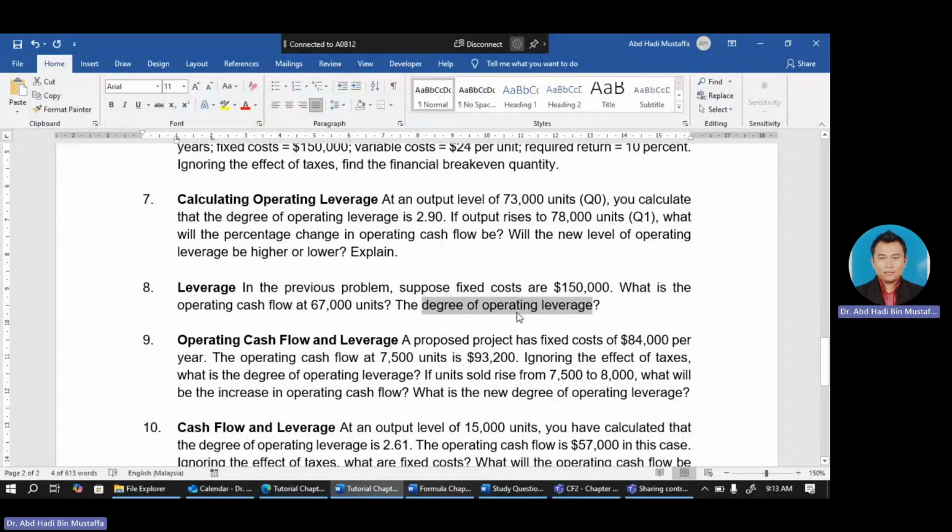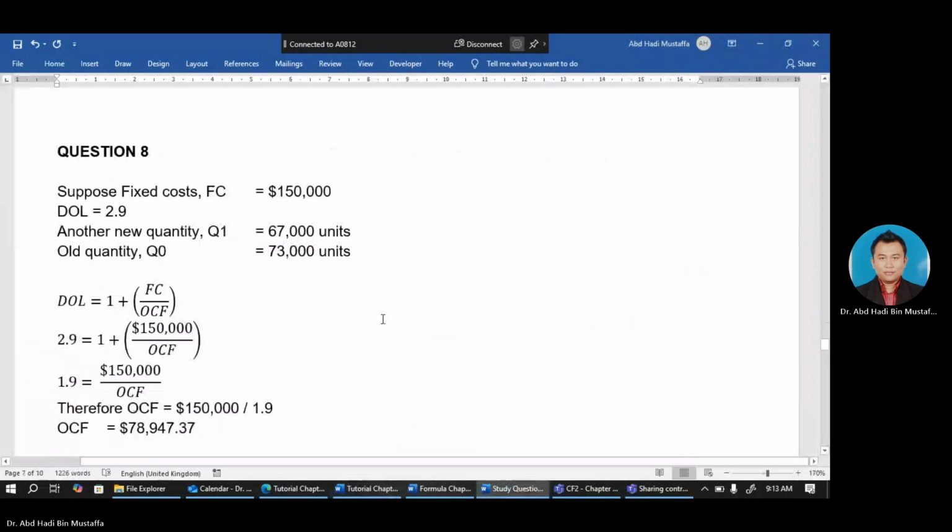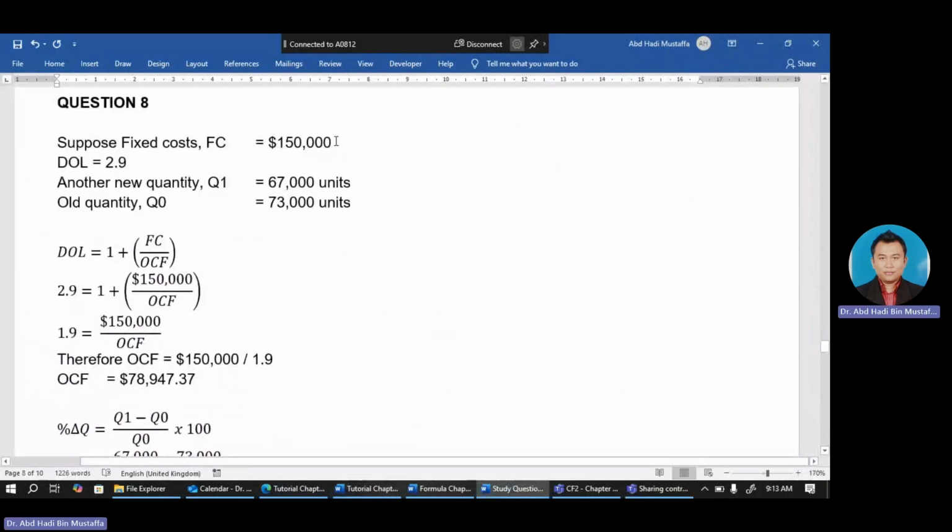So the solution is for question number 8. Continuing, the fixed cost earlier was 150,000. DOL is the same, meaning old DOL 2.9. Another one is the new quantity Q1 from here earlier.